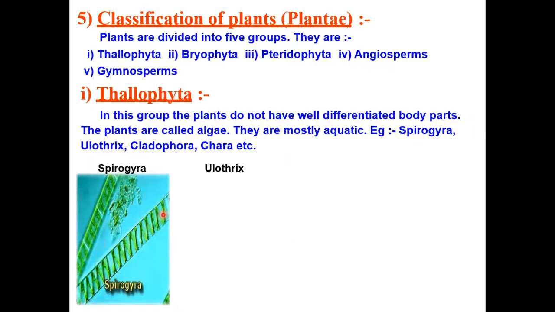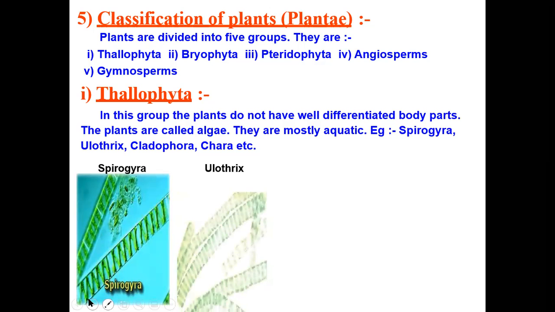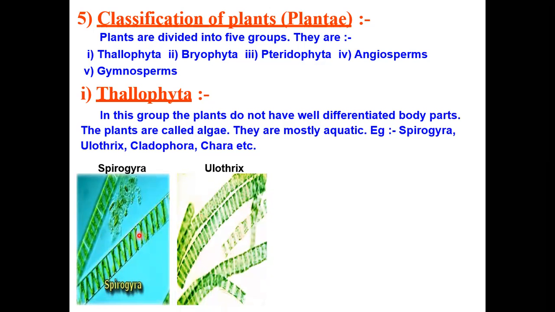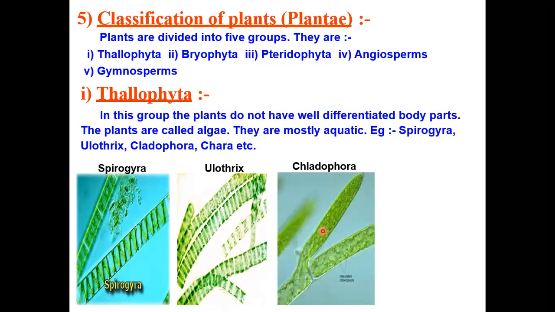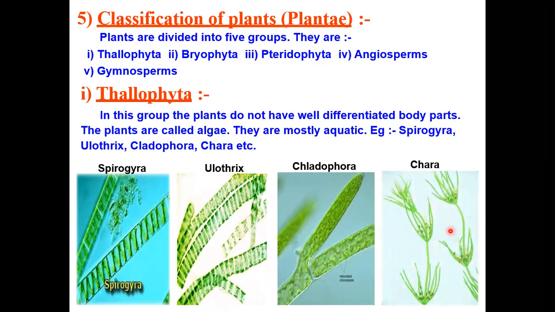This is the structure of Spirogyra. This is the structure of Ulothrix. This is the structure of Cladophora. And this is the structure of Chara. Here one thing is common. What is that? The body is not differentiated like a well developed plant.